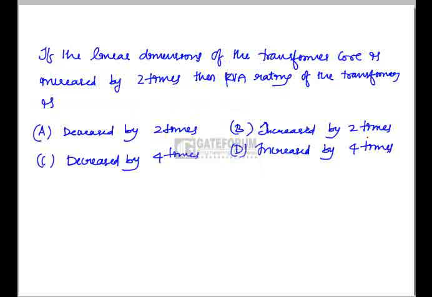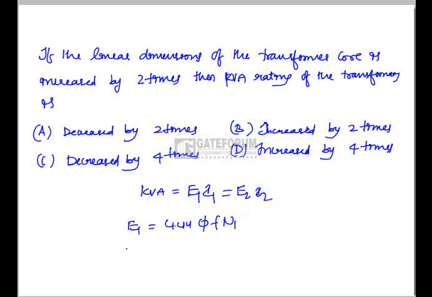The linear dimensions of the transformer core are increased by 2 times, then the kVA rating of the transformer is. Now the kVA rating of a transformer is given by the induced voltage E and the current through that winding I. You can say E1 I1, which is equal to E2 I2. Now E1 is equal to 4.44 F phi N1. Similarly E2 is equal to 4.44 F phi N2. The unit is volts for induced EMF.